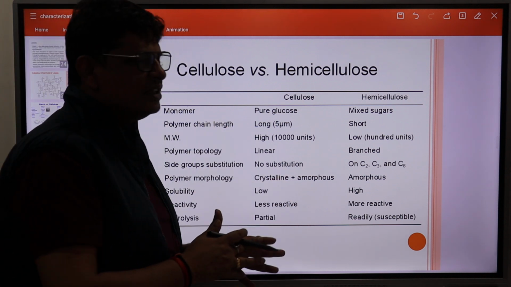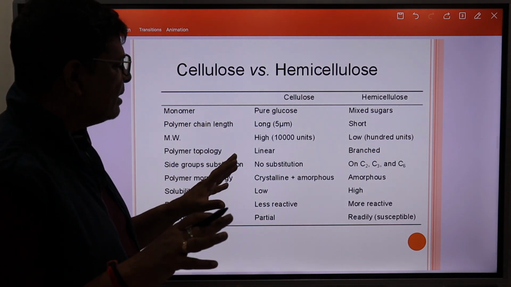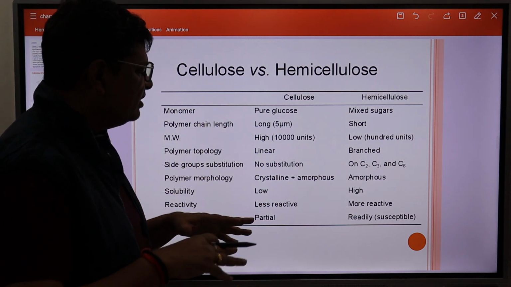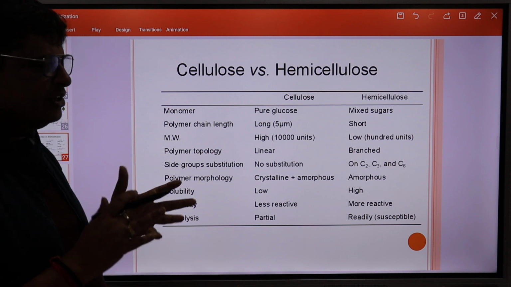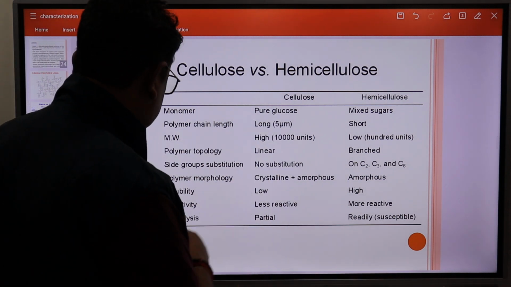But cellulose is a giant club, and hemicellulose has very free candidature, so you can accept it, saccharify it, and process it. That is very important.